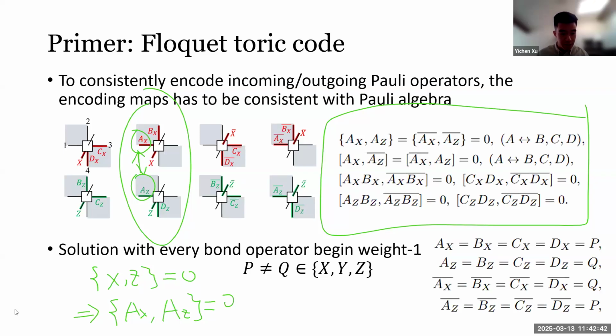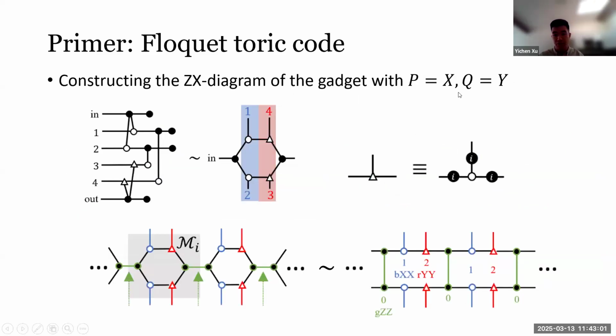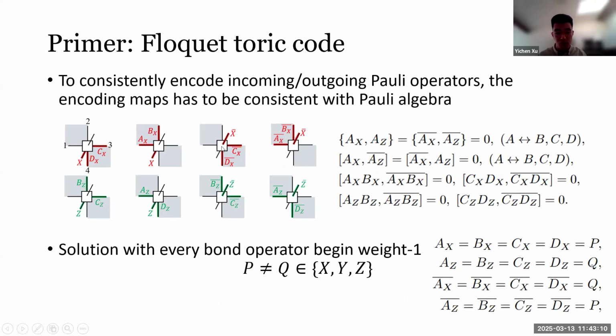The familiar Hastings-Haah Floquet toric code actually corresponds to the solution with P equal to X and Q equal to Y. So how do we see that? Well, remember your gadget has an incoming leg, an outgoing leg, and 4 internal legs. You know the encoding map right now because you fix A, B, C, and D to be P equals X and Q equals Y.